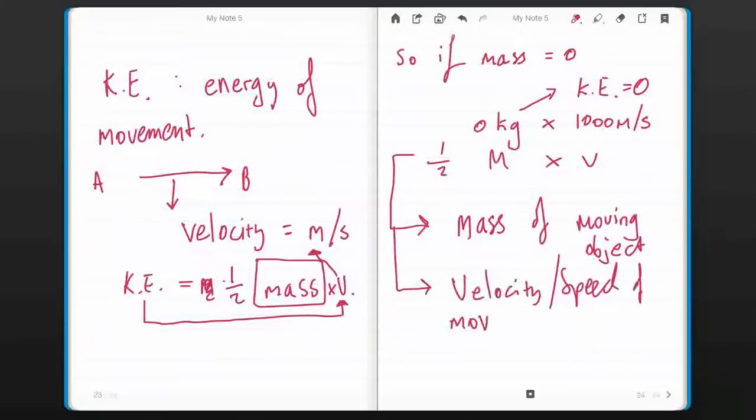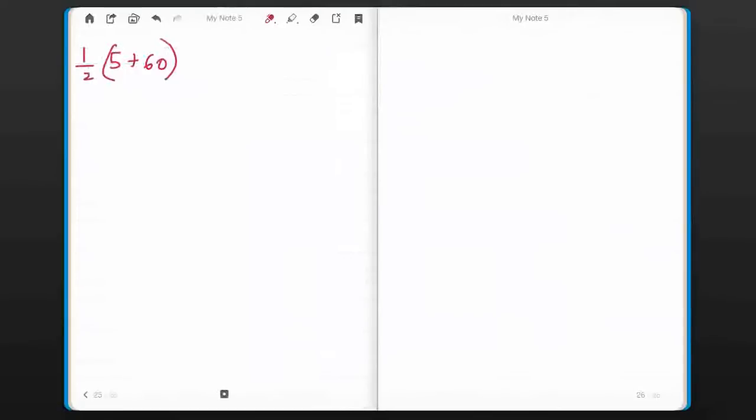If we think about that with an example, imagine a bike that's 5 kilos, plus the weight of the person on the bike, maybe 60 kilos, and we have to put the half in whenever we're doing a calculation with kinetic energy. So we've got the kilos here, in the units of kilos, and that's the mass. And the bike's going at, let's say, 3 meters per second.